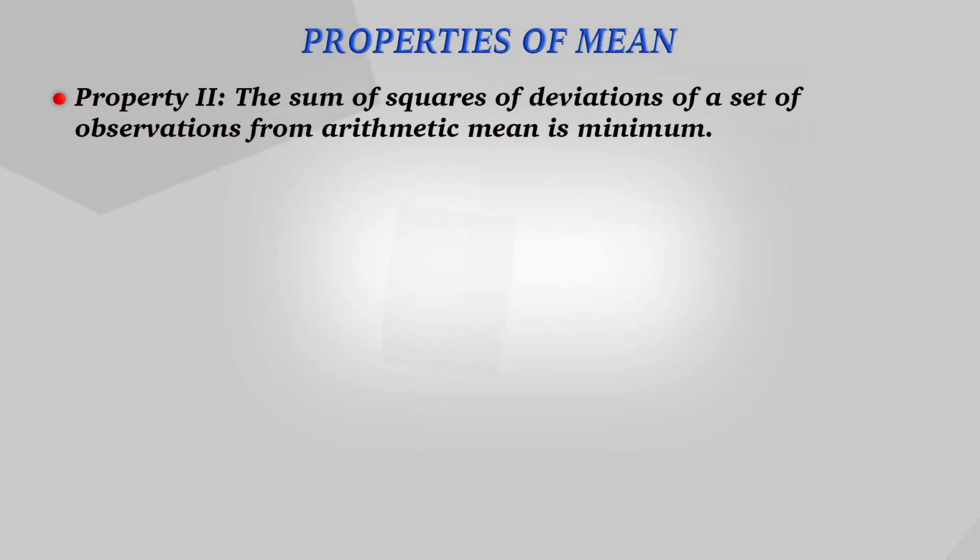Now we come to the second property, and the second property says that the sum of squares of deviations of a set of observations from the arithmetic mean is minimum.